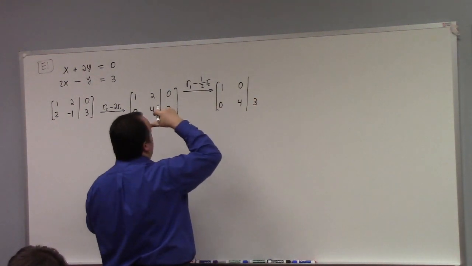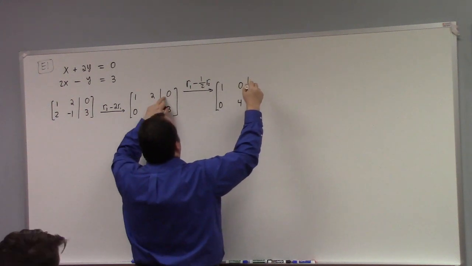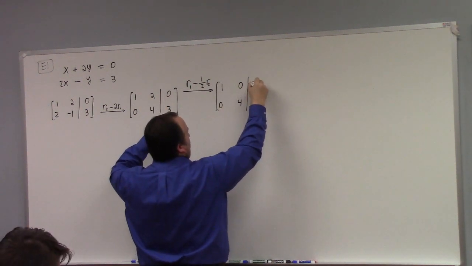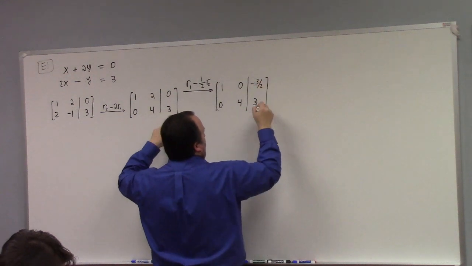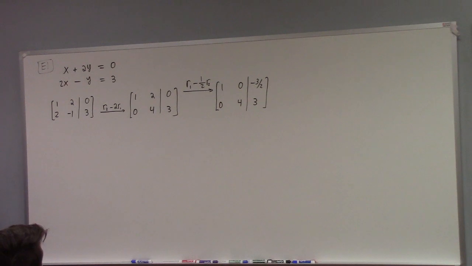And what goes up here? Let's see here. 0 minus 1/2 of 3, which is minus 3/2. Any question? Yeah. I can make an arithmetic mistake, yeah. First step, R2 minus 2 R1. Should the 4 not be a negative 5? Oh, yeah, thanks.